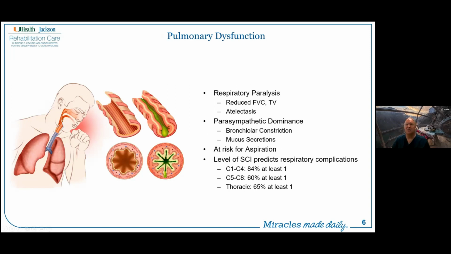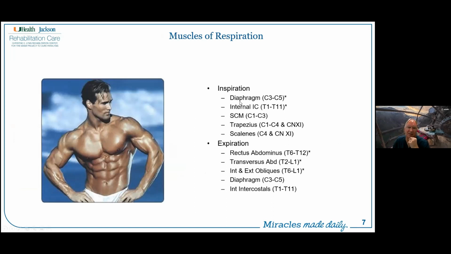So pulmonary dysfunction, again, is associated with parasympathetic dominance, bronchiolar constriction, and mucus secretions. Our folks with spinal cord injury are going to be at high risk for both neurogenic restrictive and neurogenic obstructive lung disease. Remember that the muscles of respiration include, for inspiration, the diaphragm and internal intercostal muscles. The accessory muscles include the sternocleidomastoid, the scalenes, and the trapezius. But then as well, for expiratory function, folks require the use of the abdominal muscles: the rectus abdominis, transverse abdominis, and internal and external obliques.